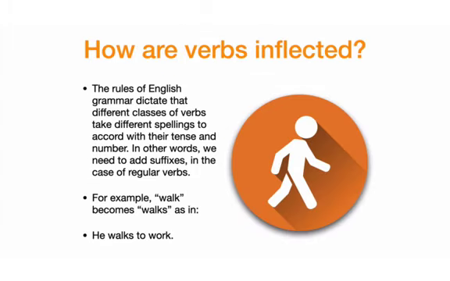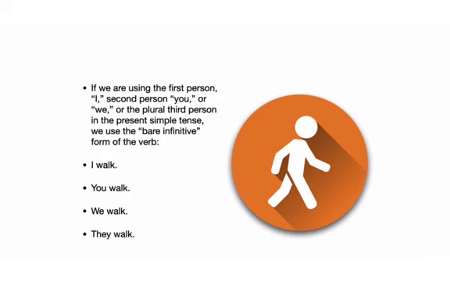How are verbs inflected? The rules of English grammar dictate that different classes of verbs take different spellings to accord with their tense and number. In other words, we need to add suffixes. In the case of regular verbs, for example, walk becomes walks, as in, he walks to work. If we are using the first person I, second person you, or we, or the plural third person in the present simple tense, we use the bare infinitive form of the verb. I walk, you walk, we walk, they walk.